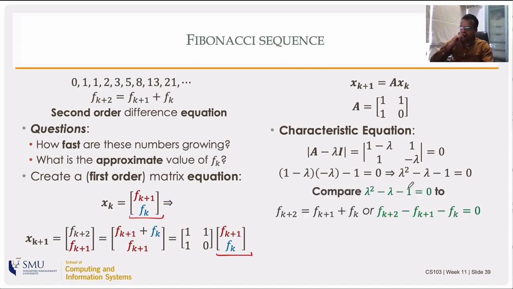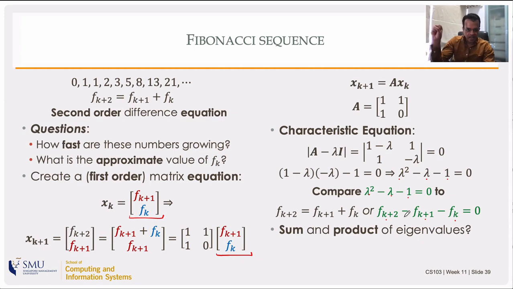But before telling you why that is the case, let's compare that equation, lambda squared, lambda and 1, with minus signs there, to our second order equation, and take everything to one side. So f(k+2) minus f(k+1) minus f(k). So k plus 2, that is second order, k plus 1, that is first order, k, that is the 0th order, and the right signs and right coefficients. So the characteristic equation actually captures the essence of the Fibonacci sequence.